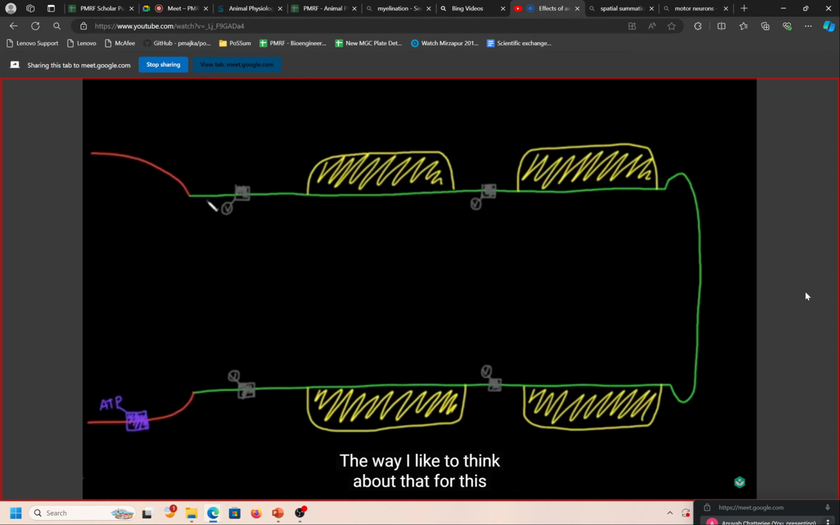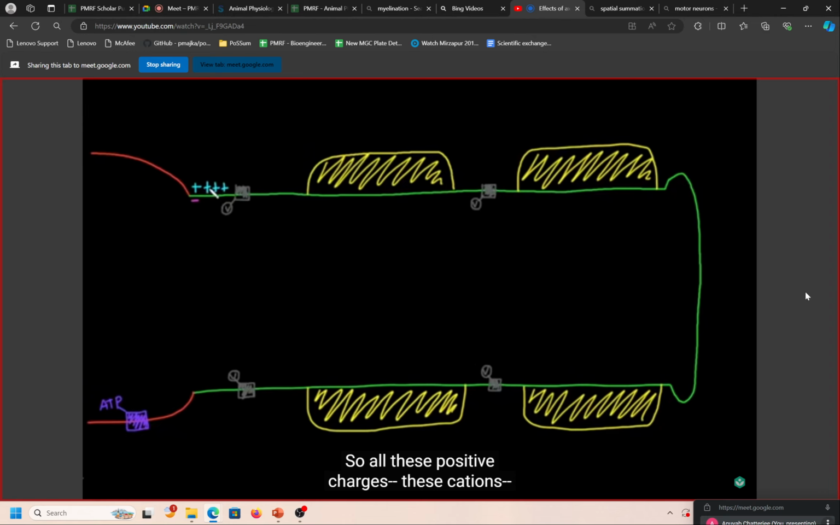The way I like to think about that for this is that at the nodes of Ranvier, there's only the normal thickness of the cell membrane, which is relatively thin, so that an anion in the layer against the inside of the membrane is strongly attracted to a cation in the layer on the outside of the membrane. Because they're very close to each other, they're attracting each other very strongly. And because this attraction is so strong, it's able to overcome the repulsion that the like charges feel to each other on either side of the membrane.